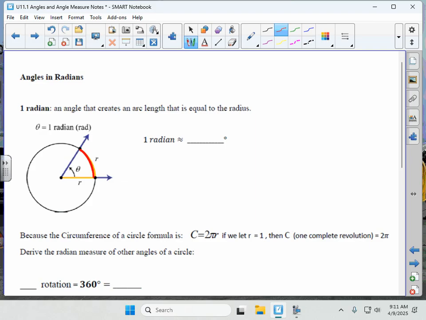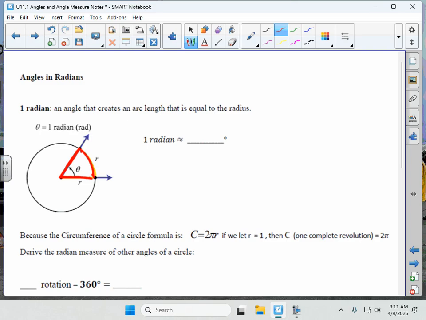All right, so this edge of the circle is exactly the same as the radius of the circle, and it creates this pizza pie slice. All 3 of those measures are exactly the same, and the angle that's created is called 1 radian.